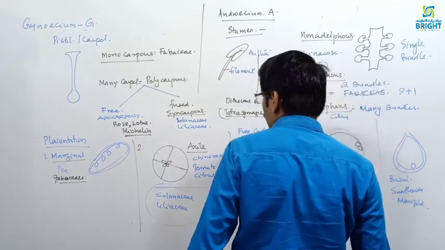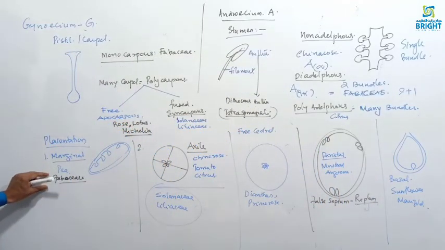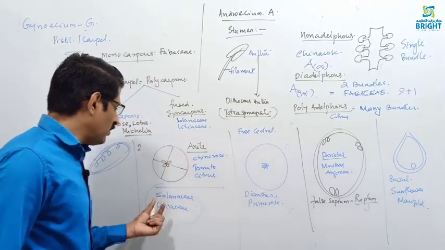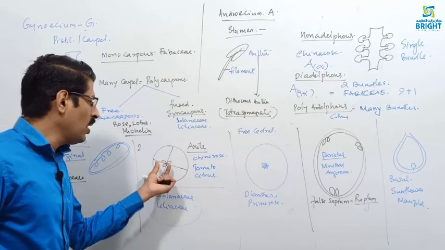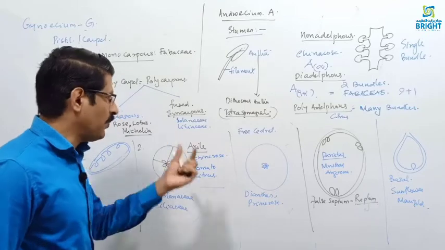So what are the different types of placentation? Marginal placentation: pea or Fabaceae members. Axial placentation: China rose, tomato and citrus, and the specified families we are studying, Solanaceae and Liliaceae, with many ovules, and there are different locules, and the ovules are attached to the axial position.